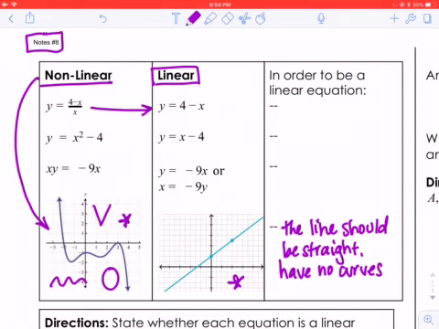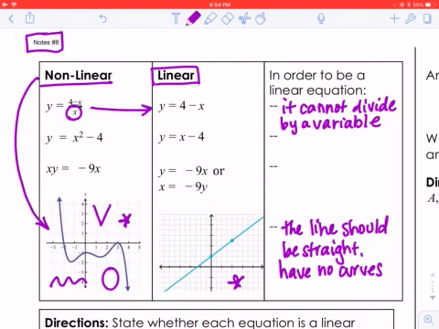In order to be a linear equation, there's a few things. So in this one, it's nonlinear because it divides by a variable. So in order to be a linear equation, it cannot divide by a variable. Right? Because we see that divide by x here, it's not linear. This one would be good.